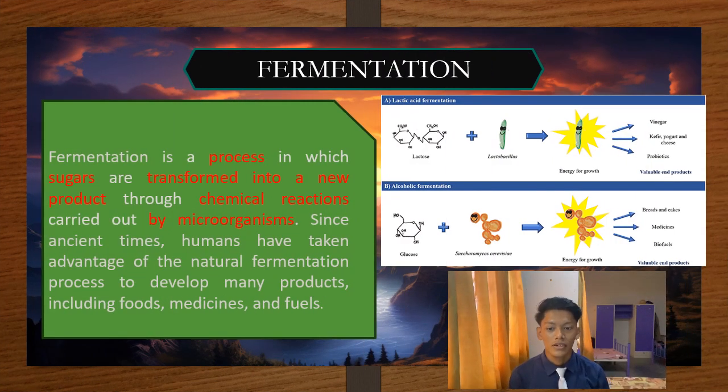In addition, fermentation. Fermentation is a process in which sugars are transformed into a new product through chemical reactions carried out by microorganisms. Since ancient times, humans have taken advantage of the natural fermentation process to develop many products, including foods, medicines, and fuels.